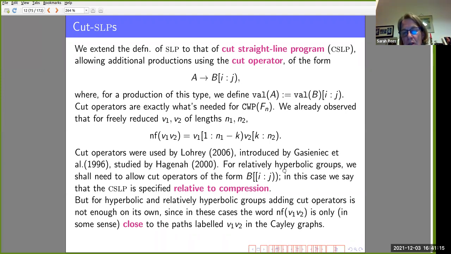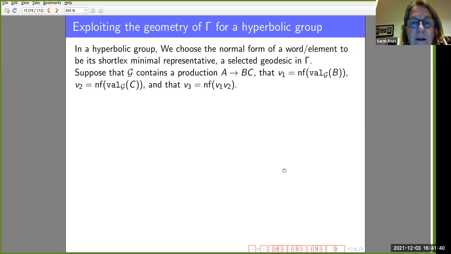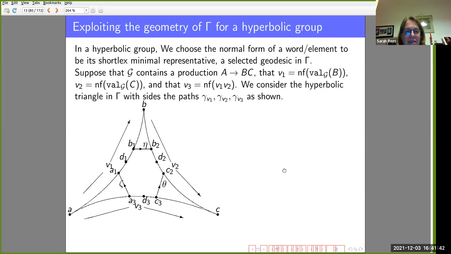Because, of course, in a relatively hyperbolic group, if you want to find the normal form, if you want to find the geodesic representative of the concatenation of two geodesics, then you don't just find it by cancelling out stuff in the middle, right? In hyperbolic groups, you have hyperbolic triangles. And so you may have, let's have a picture. I'm sure there's a picture somewhere. There it is.